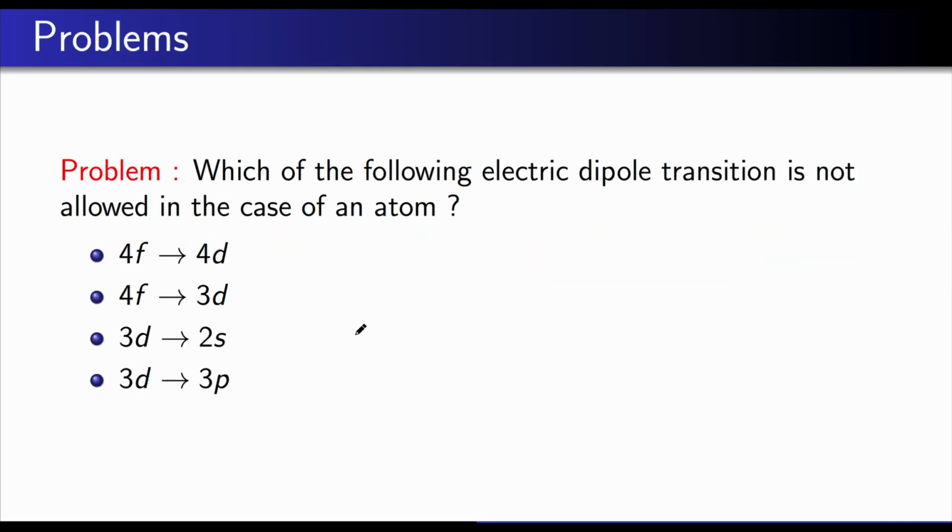So this is a very simple problem. Which of the following electric dipole transitions is not allowed in the case of an atom? There are 4 options, and you can see that this option is the answer, because this transition is forbidden: from D to S, delta L is equal to 2. So this is not allowed by the transition rule.